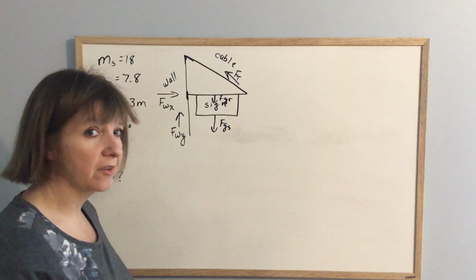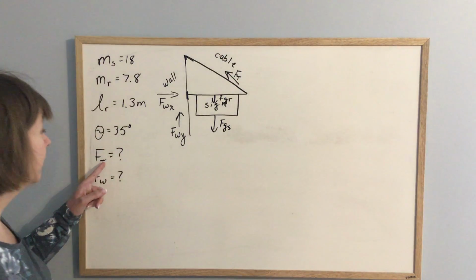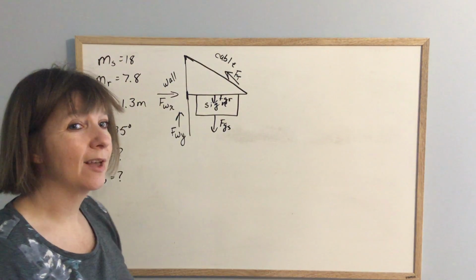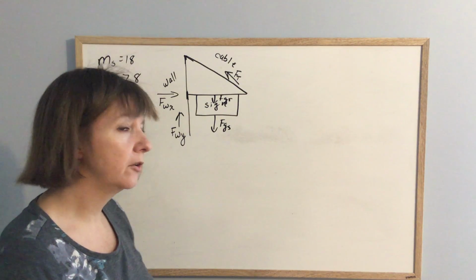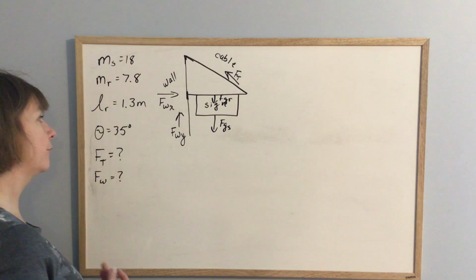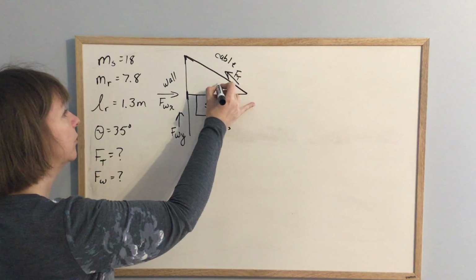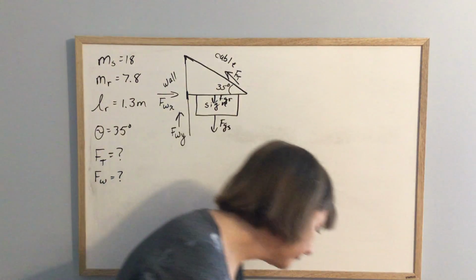So there are 5 different forces that we have going on here. Again, we're going to be looking for the force of tension. Notice that force of tension, though, is at an angle. It is not straight in the X or the Y direction, so that's going to create fun for us. And the angle that the cable makes with the rod is 35 degrees, so that goes right there.